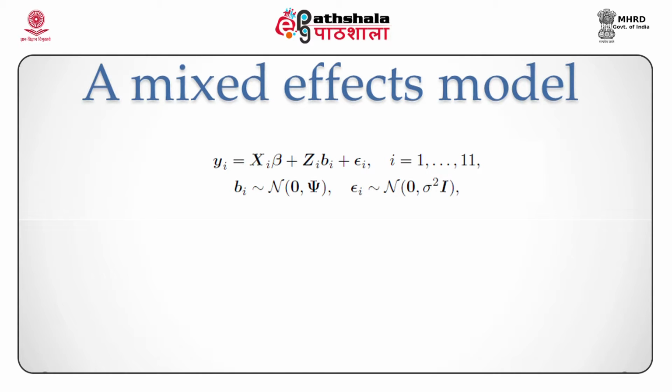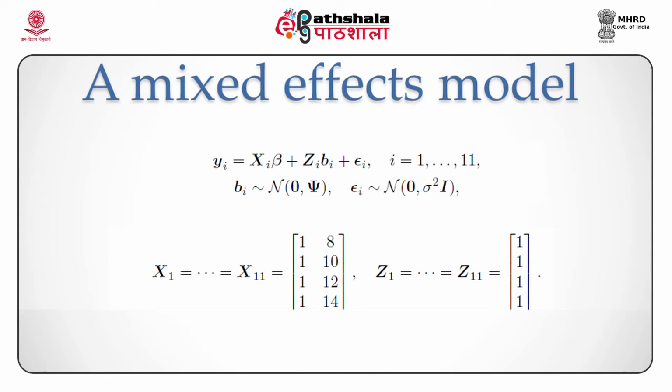The elements of psi may be assumed to be known, or they may be unknown and estimated from the data. Epsilon i are the errors, and these are, as is standard, assumed to be normally distributed with mean 0 and variance sigma squared I. The bi's and epsilon i's are independent. x1 to x11 are the design matrices corresponding to the fixed effects, and z1 to z11 are the design matrices corresponding to the random effects. If we fit a model which only has a random intercept, for example, then z1 to z11 are all given by this column of 1s.